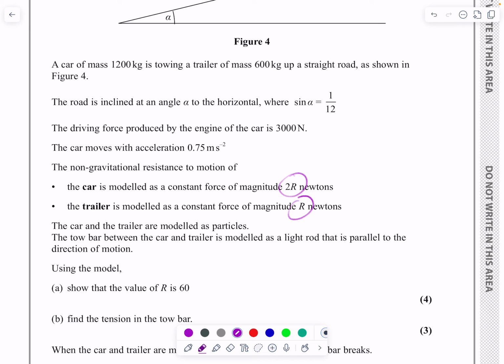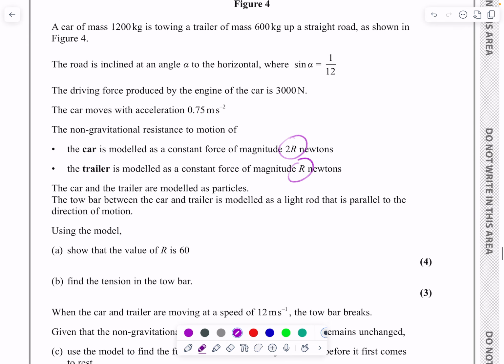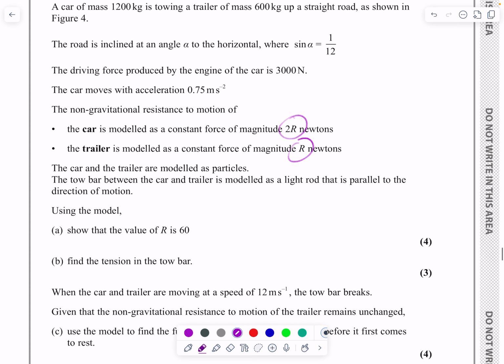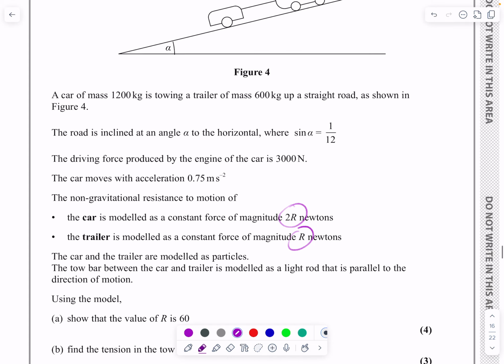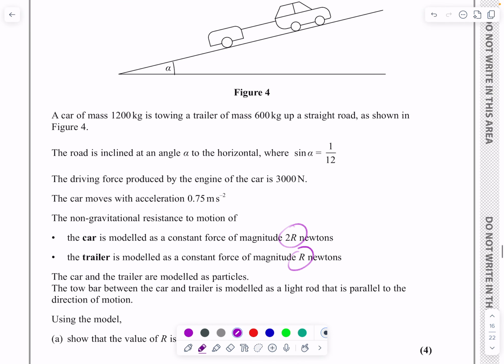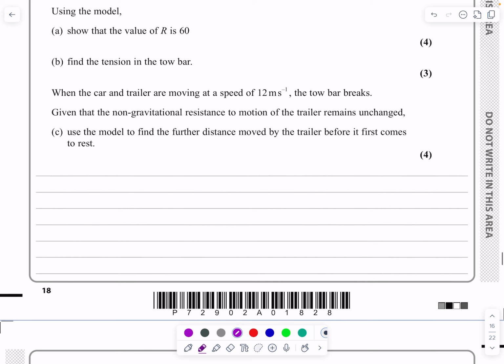It says the car and trailer are both particles, which is pretty standard. There's a tow bar between them with two tensions in there. And it says, using the model, can we show that the value of R is 60? Can we find the tension in the tow bar? And then part C is slightly different; we'll get there a little bit later on. First of all, let's stress the importance of drawing a good diagram with this. I've already drawn a template out. Let's get going. Part A.